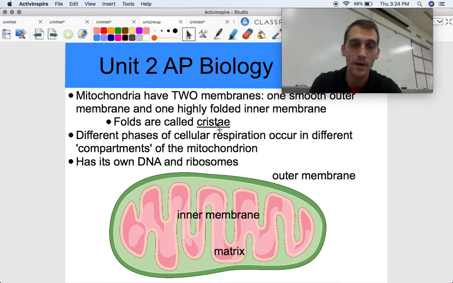So we have an outer membrane, an inner membrane, and then the inside of the inner membrane is called the matrix of the mitochondrion. Something else notable about the mitochondrion, which we'll talk about at 2.10 and 2.11, is that it has its own DNA and ribosomes as well. So once again, the structure of a mitochondrion allows it to carry out its job very effectively, making ATP.